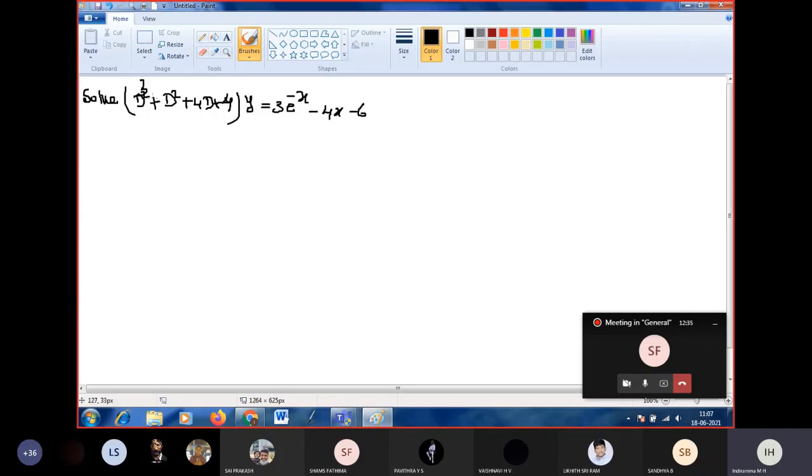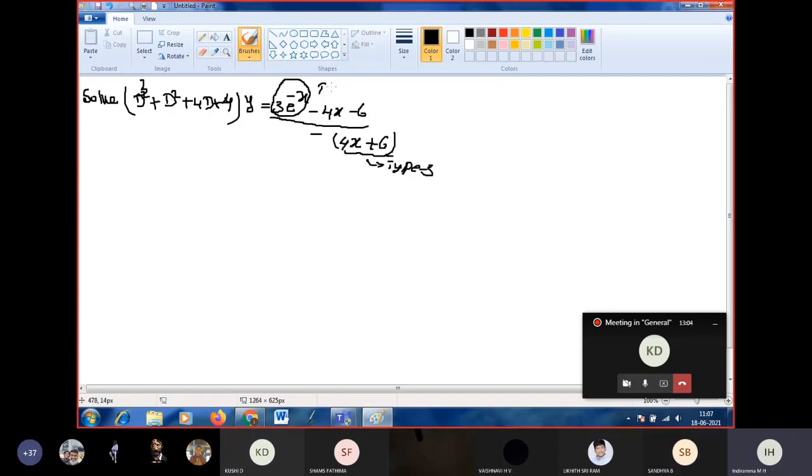So now this is your assignment problem. Actually, it is called mixed type problems. By seeing this, we can say this belongs to which type? Type 1. If you take minus common, it becomes 4x plus 6. 4x plus 6 belongs to which type? Polynomial, type 3. So this is type 1, and it is a mixed type.